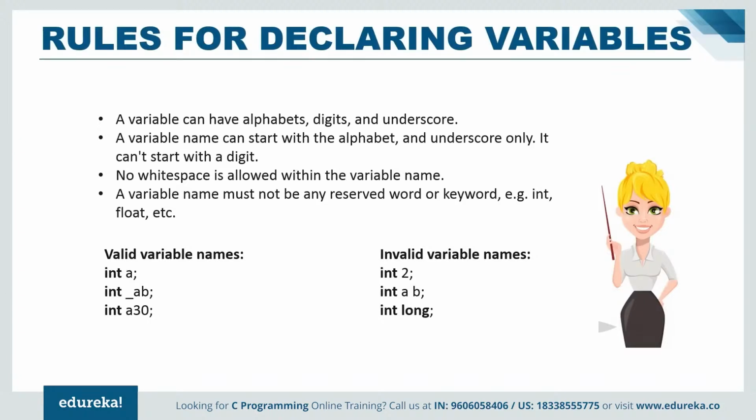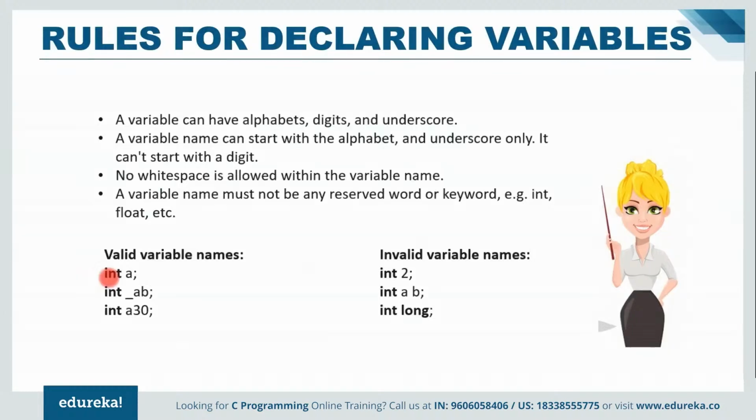As we discussed in the case of identifiers, no variable name or identifier name should include a space in between. If you want to specify space, then you must use underscore, but not the actual space. Followed by that, the last rule is that a variable name must not be any reserved word or keyword. Example, integer or float.